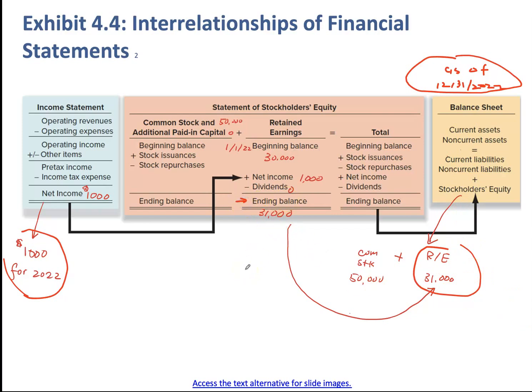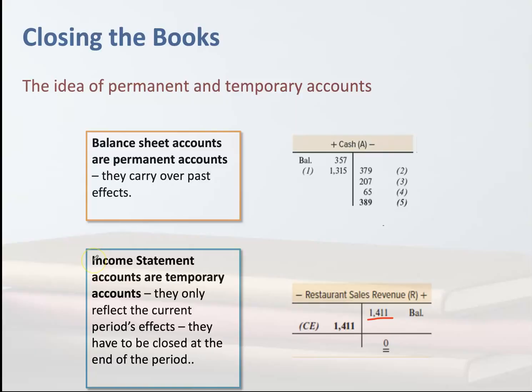All right, I would have you review this chart by yourself, trying to understand how the periodic income statement, which only relates to this period, is linked to the balance sheet, which relates to all the periods starting from day one. Because the income statement only relates to the financial status of a particular period, in this example a year, these accounts have to be closed at the end of the period so that next period they start fresh.